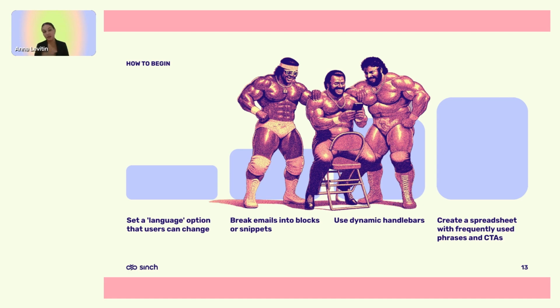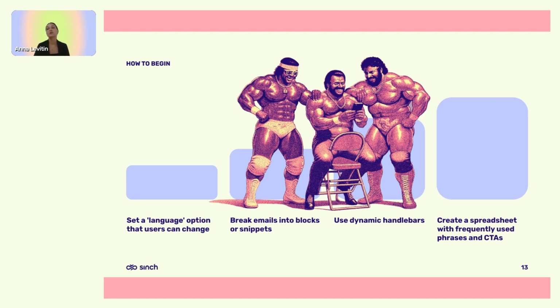But if we need to speak a little bit about a more manual job and how to start with it, I first of all recommend making language a member property or member attribute, whatever you call it in your system. So the user can actually change it, and you can have an understanding of how many users prefer to receive email in another language.